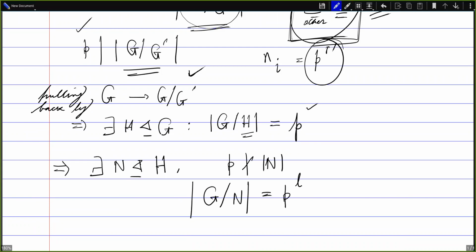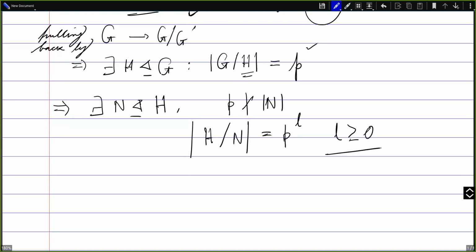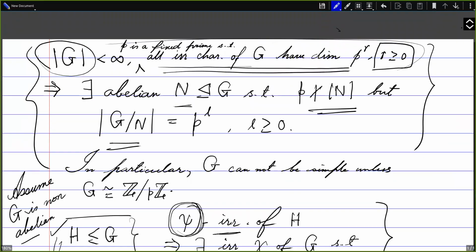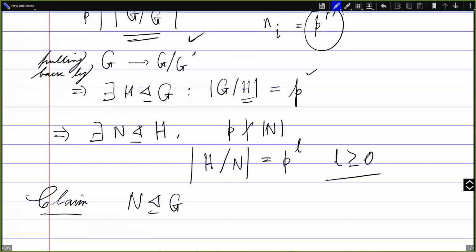this has order P to the power L for some L, sorry, H. I'm sorry, here I should have written H. Now we claim this is the N that will work for our G. So the claim is N is normal in G. I also have this condition, need abelian normal. So here there exists an abelian normal N.